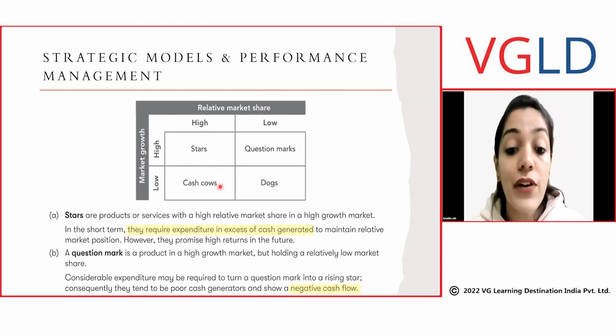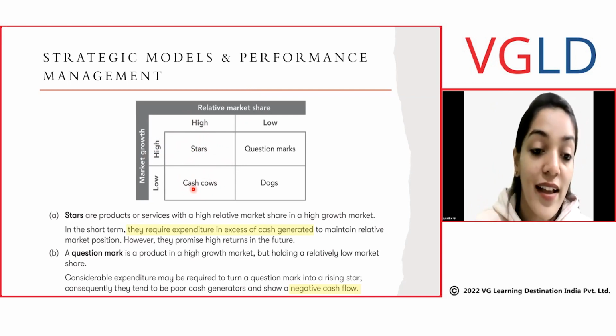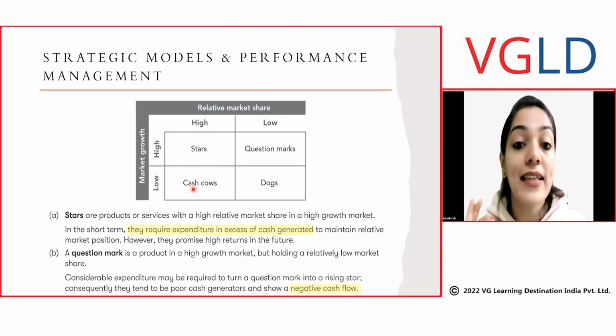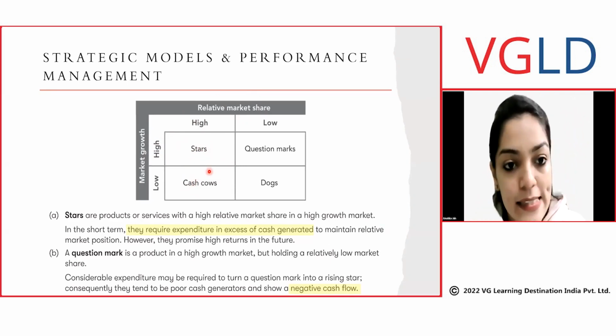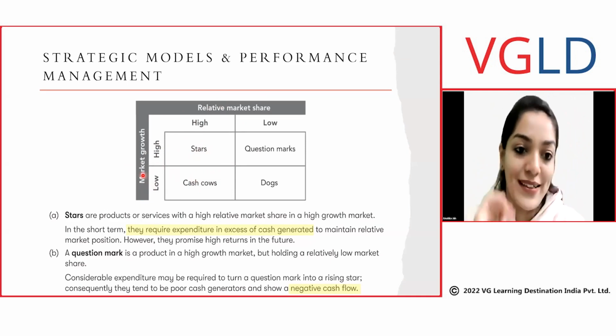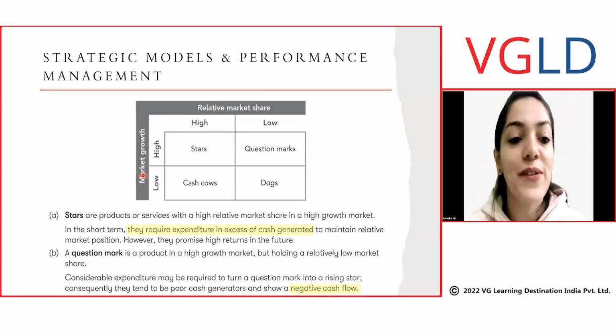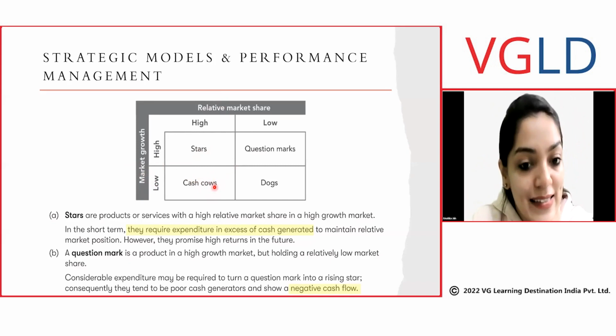But if I were talking about cash cow, I would say tobacco is the cash cow. It is a complete cash flow business. It is a market leader, ITC cigarettes, and it has low market growth. Why? Because of the health conscious attitude of customers and everything. So that is why it is a cash cow.